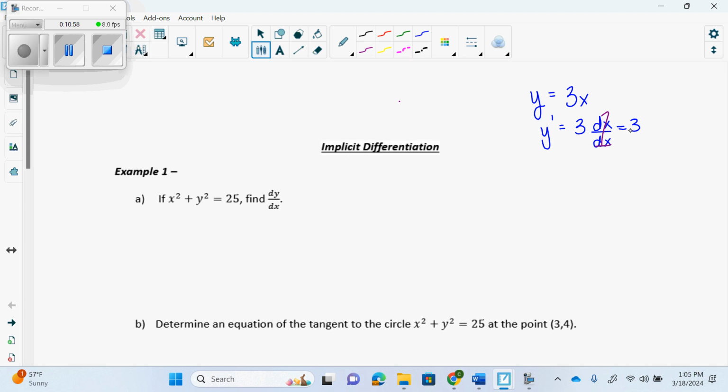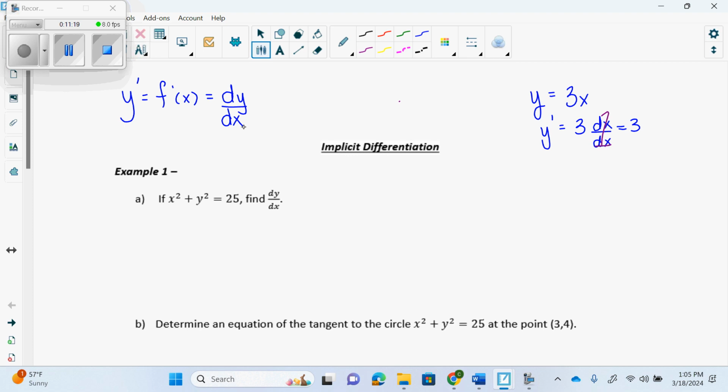But if it's any other variable than x, so for now we're going to have a y, we're actually going to get a dy over dx. Does that cancel off? No, so that's going to stay behind. Now note to self, y prime or f prime of x or dy over dx, these all mean the same thing. They're just different notations.